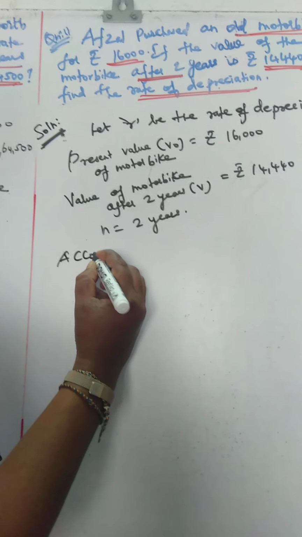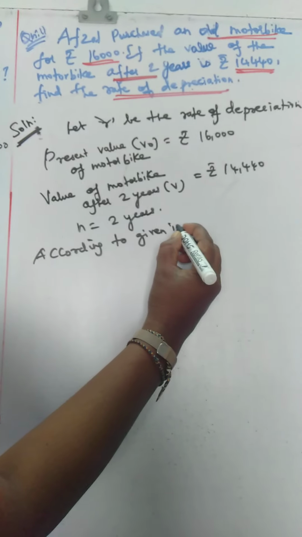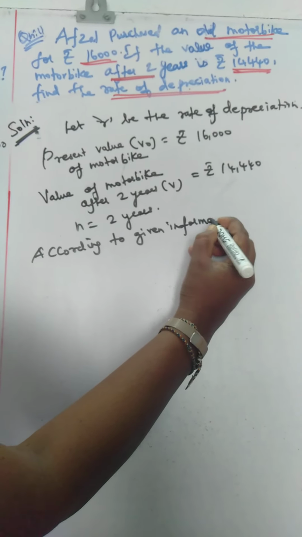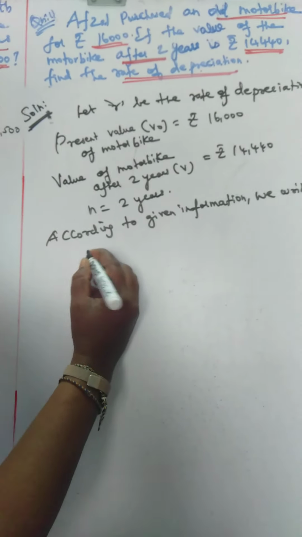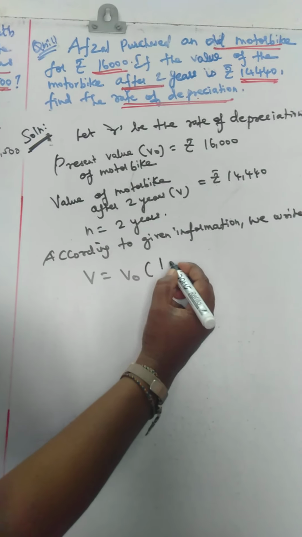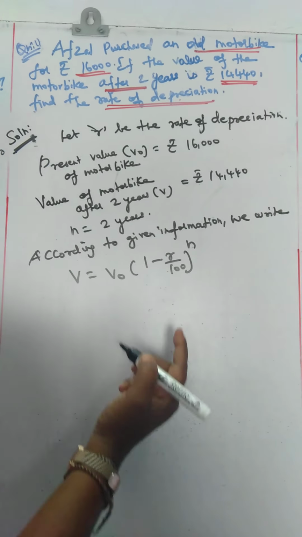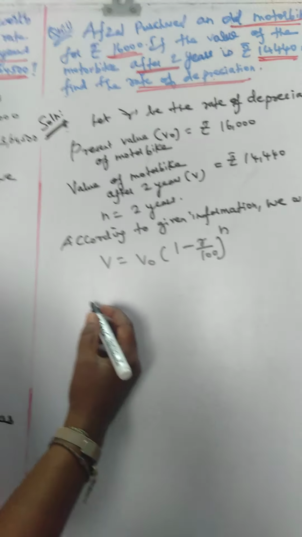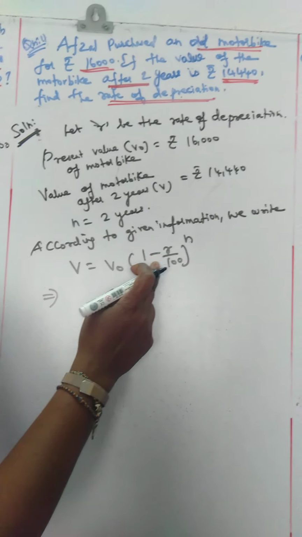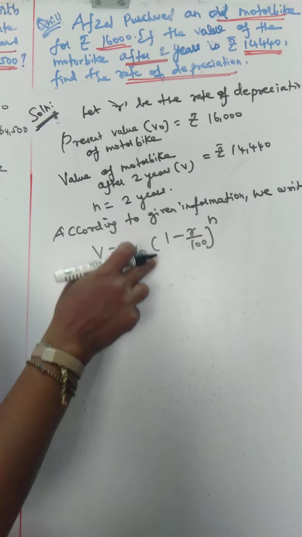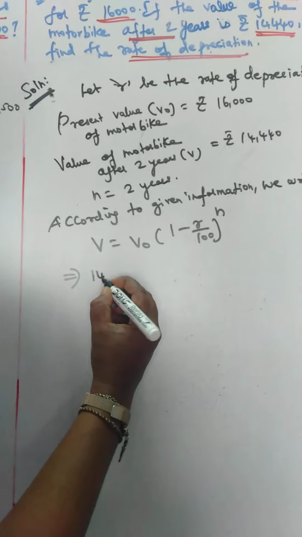Then according to given information, we write V is equal to V naught into 1 minus R by 100 the whole power n, as it is depreciation. Okay, we should never forget this one. So this is most important. Depreciation means we want to use minus, increase or appreciation means we want to add plus. We want to use plus symbol there. Okay. So what do we get?